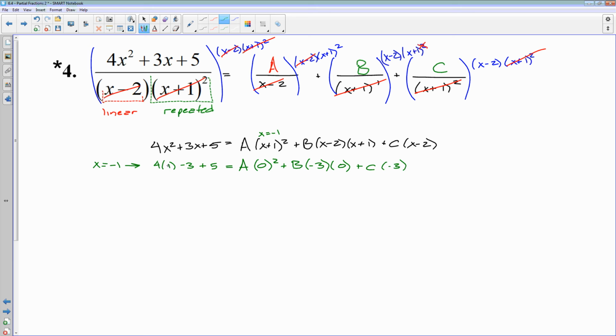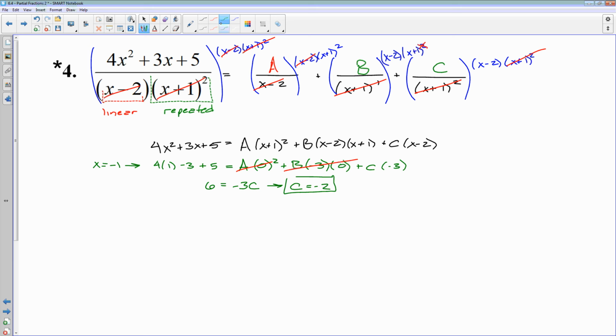Then we start cleaning that up. 4 minus 3 is 1, plus 5 is 6. And then my a and b terms will cancel. So a times 0 squared cancels, b times 3 times 0 cancels, and we're left with -3 times c. And when you divide by -3, you get c to be negative 2. So now I know what c is.